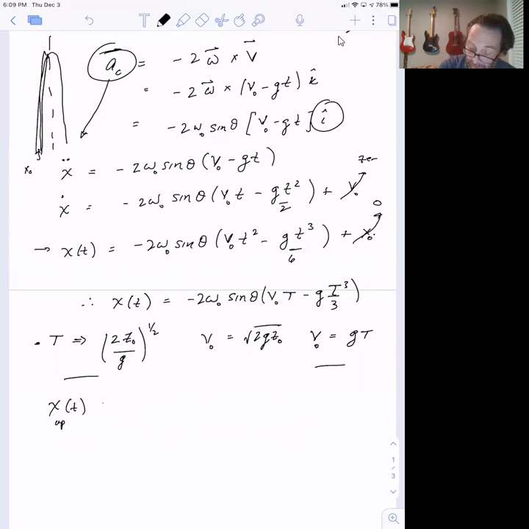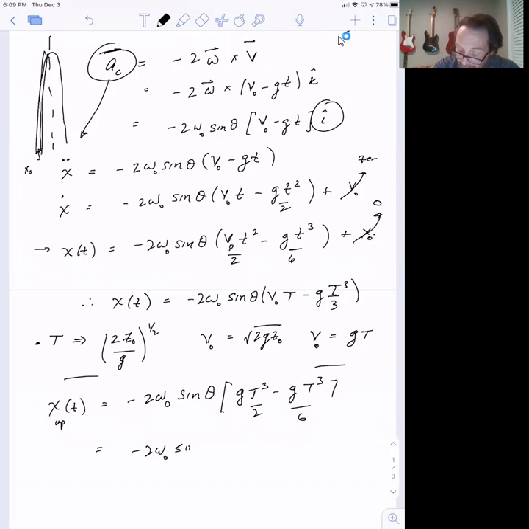Now I'll call this x up, equal to minus 2 omega naught sine theta. Look how much this cleans up now. This will be g T cubed here, because v naught is g T, minus g T cubed over, this was over 2 here, sorry, so this is over 2 divided by 6. So what I'm left with is minus 2 omega naught sine theta, I'll have g times 1/2 minus 1/6, which is 3/6 minus 1/6, and that comes out to be 2/6, which is 1/3.